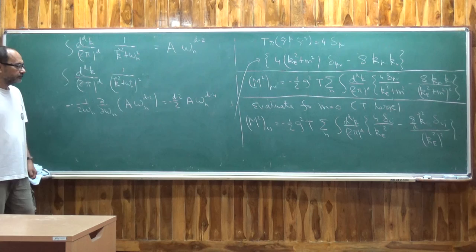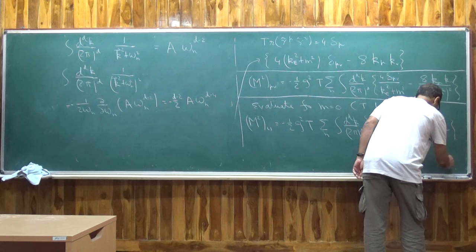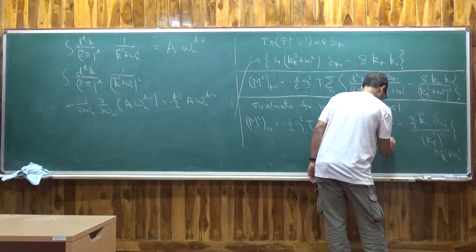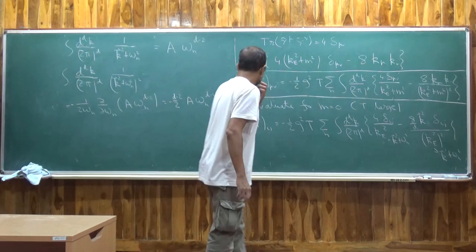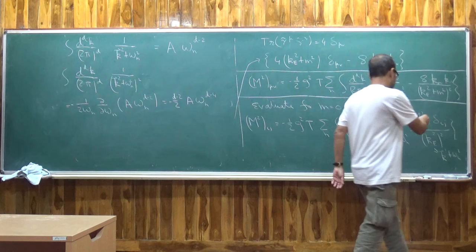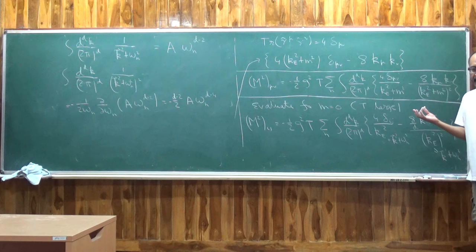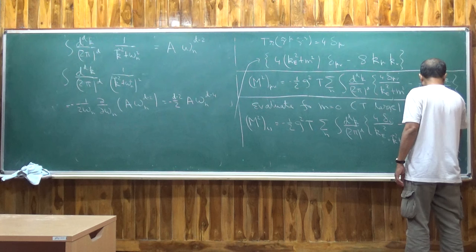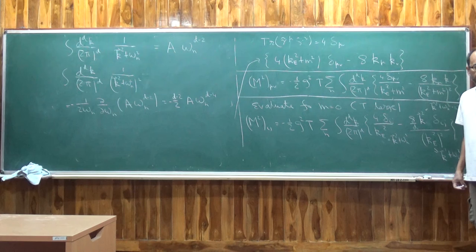Now let's manipulate this a little bit. I don't want too many integrals, I want to write everything in terms of these two. That's not hard, because this k square that appears here, I can write as k square plus omega n square minus omega n square.